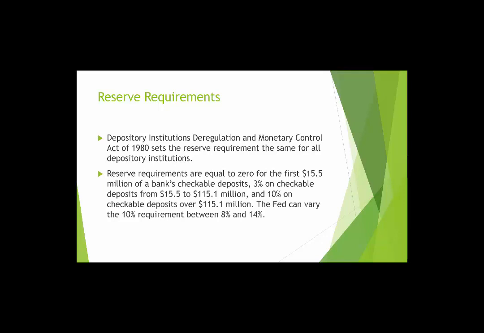Okay, we've talked about two of the conventional forms of monetary policy. There is that third one, which we did the analysis of, the reserve requirements. There is a reserve requirement that's set by the Depository Institutions Deregulation and Monetary Control Act of 1980. It's the same for all depository institutions. Reserve requirements are equal to 0 for the first 15.5 million of a bank's checkable deposits, 3% on checkable deposits of 15.5 to 115 million, and this is for most banks, because most banks are big banks in the US, 10% on checkable deposits over 115 million. So it's effectively 10%.